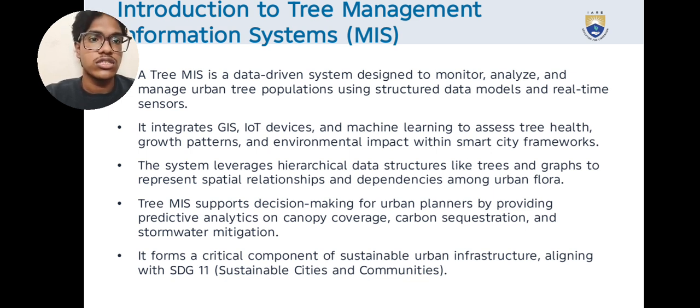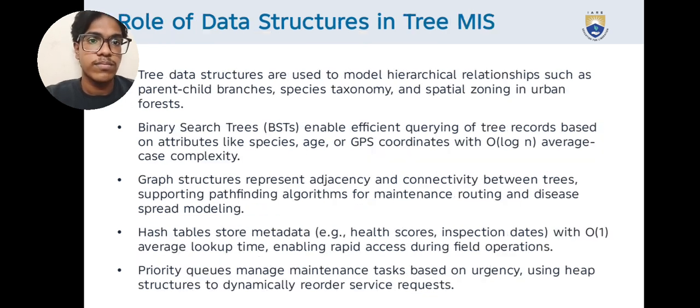TRIMS supports decision making for urban planners by providing predictive analytics on canopy coverage, carbon sequestration, and stormwater mitigation. It forms a critical component of sustainable urban infrastructure, aligning with SDG 11, sustainable cities and communities.